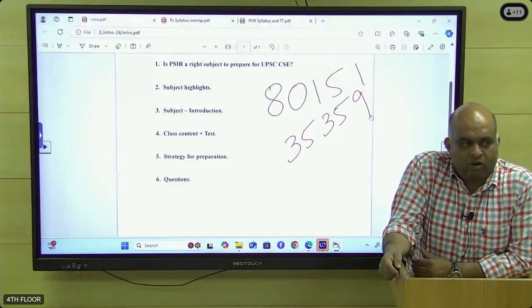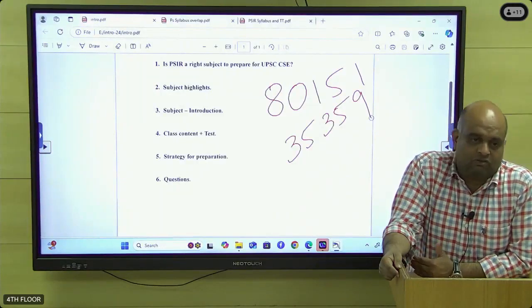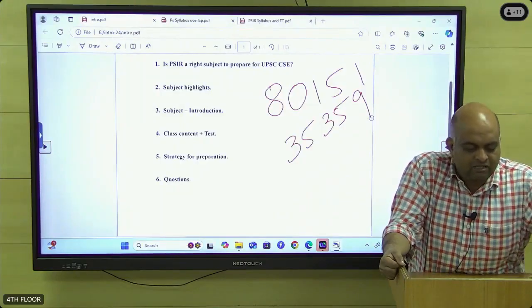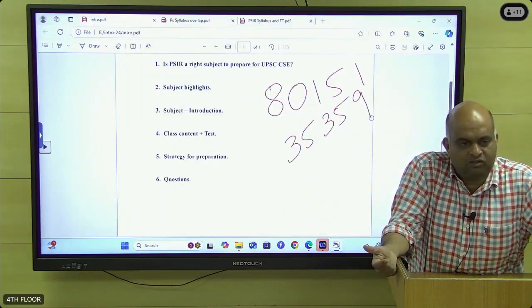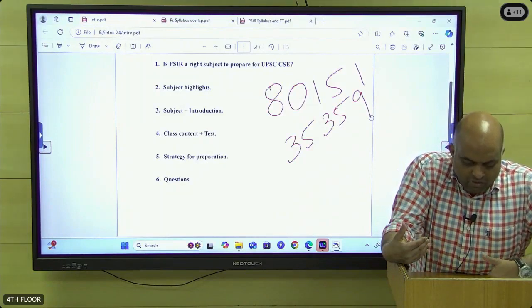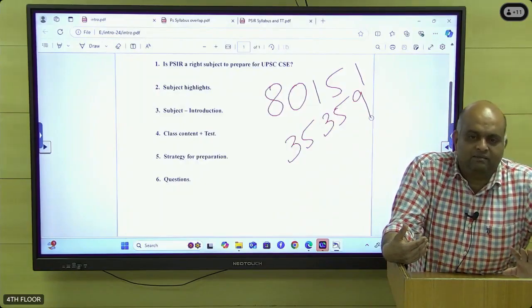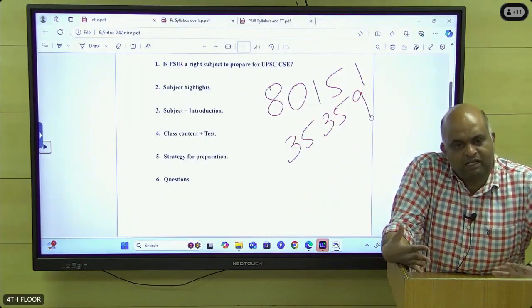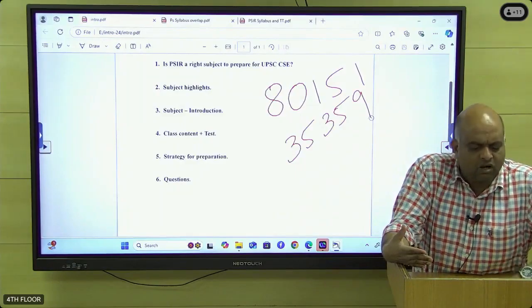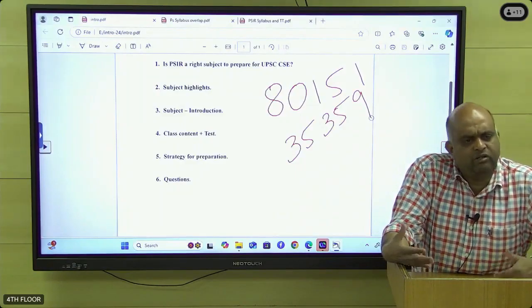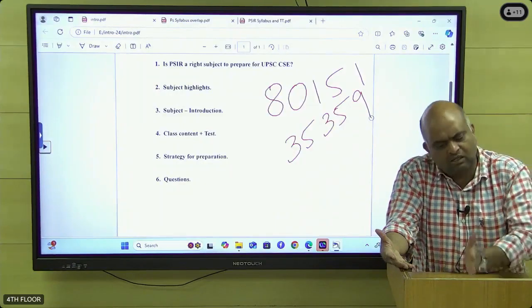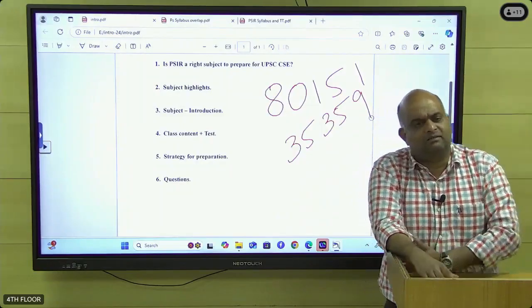I also want to know what you people are doing regarding GS also. Only when you interact with me, I will know. Because if you are studying PSIR without concentrating on GS, what is the use in that? Both you have to prepare simultaneously, parallelly. But give more importance to PSIR as of now. At least until this December end, you concentrate on PSIR. After that, you can concentrate more on GS and parallelly go with PSIR.